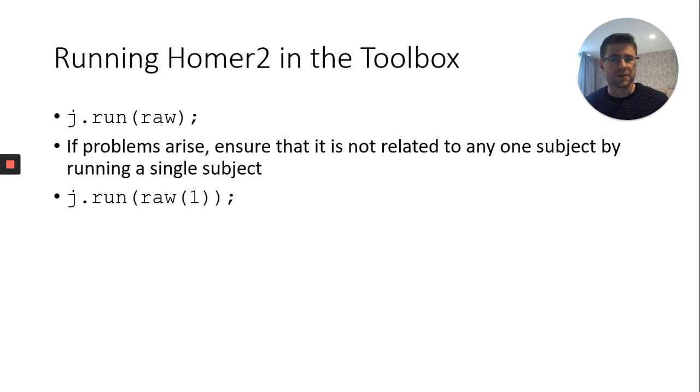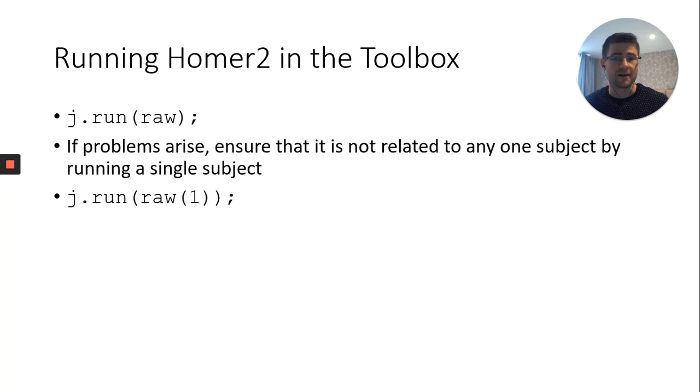So to run it, just like any job or any pipeline in the NIRS Toolbox, there's a run method. So you can say j.run and select your data variable. In many cases, especially out of the demos that Dr. Huppert includes, raw is going to be your data. So you can just say j.run on raw.